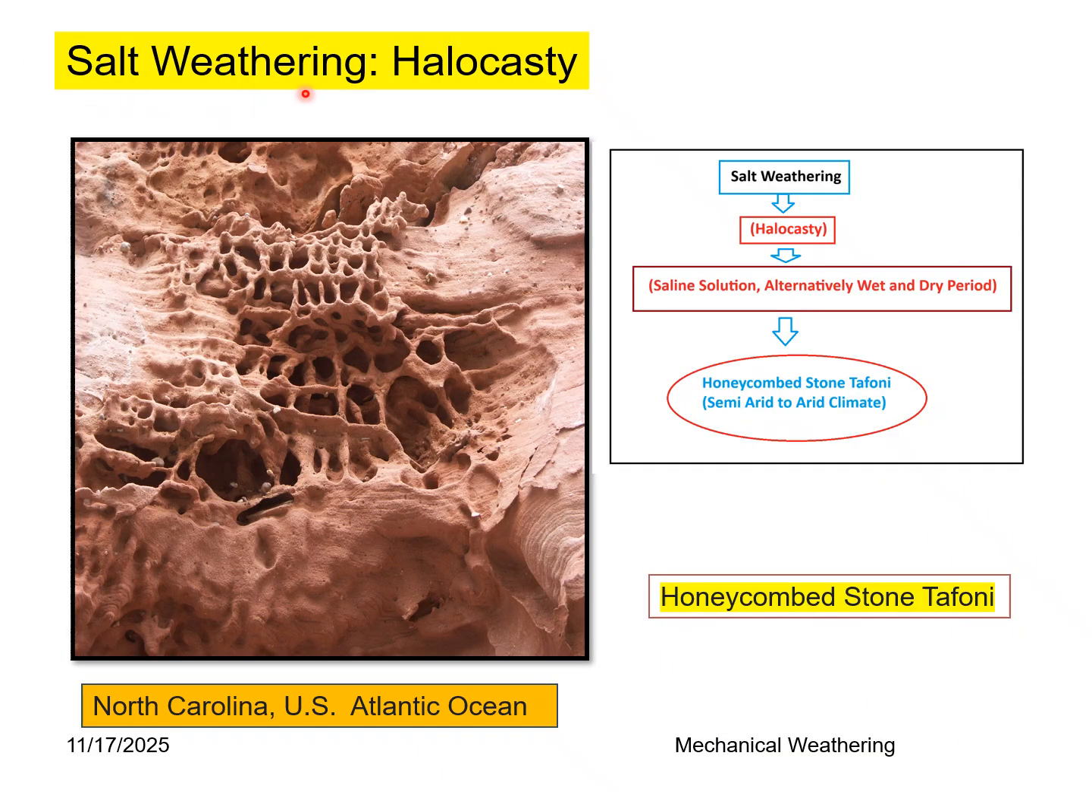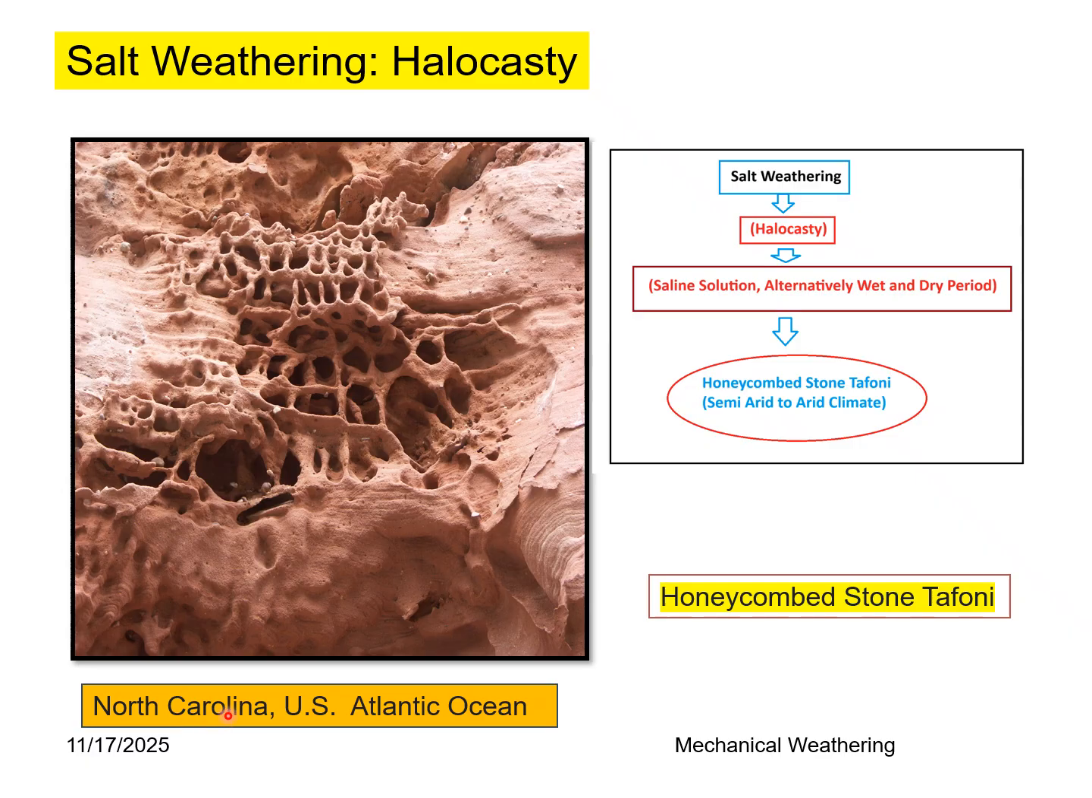The last one is salt weathering. It is also called haloclasty. Salt weathering is very common in the coastal zone. Saline water enters the rock pores and cracks, and as the water evaporates, the salt crystals grow and exert pressure, causing the rock to weaken and break down. This method is very similar to frost wedging. It's related to saline solutions.